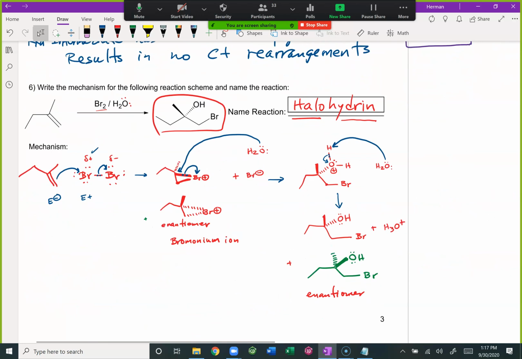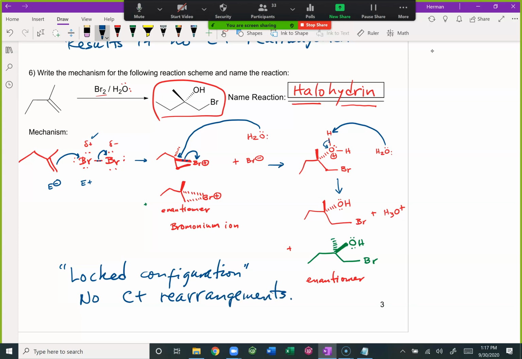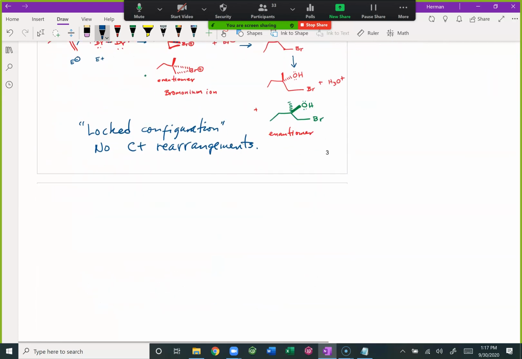Whether this one also is a locked configuration. So no carbocation rearrangements. All right. So let's go to the next one.